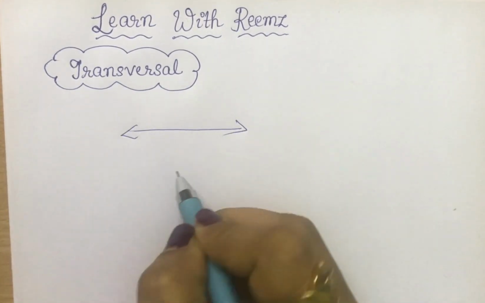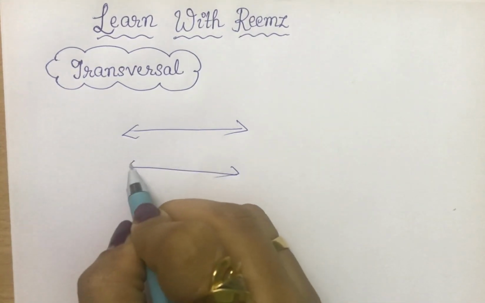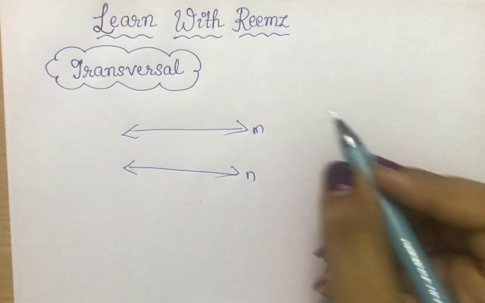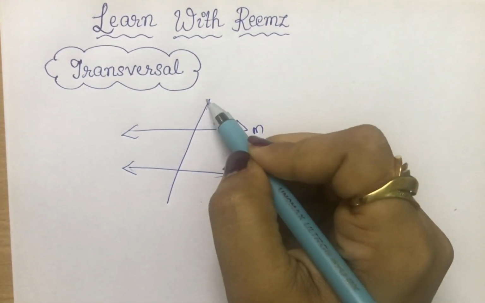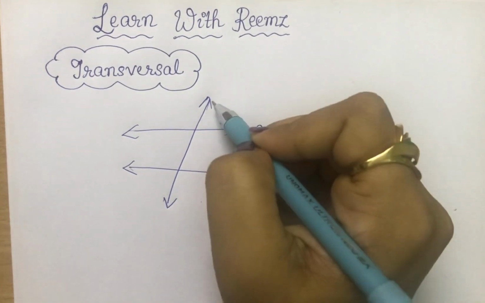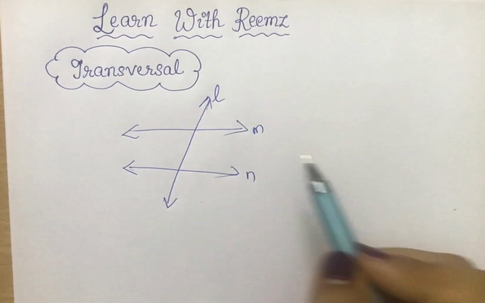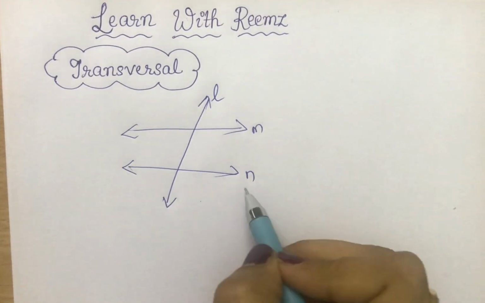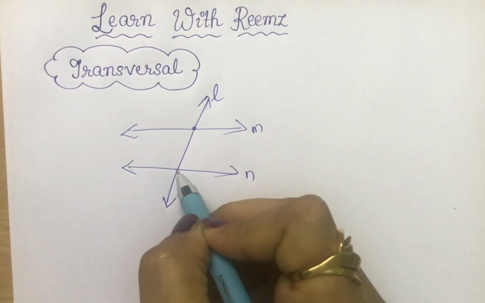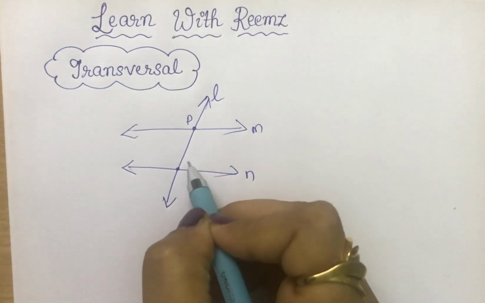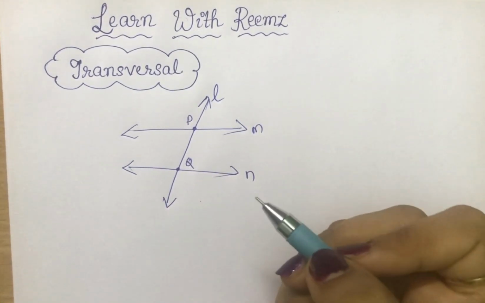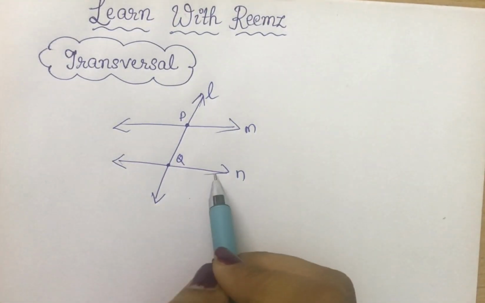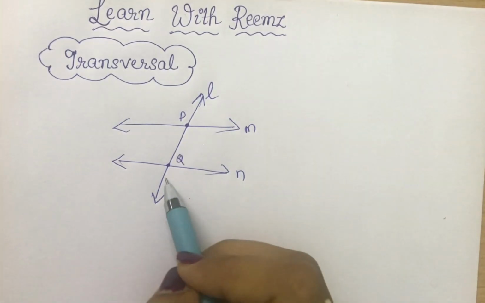let's take two lines. Let these lines be M and N. So if another line, a line L, intersects two or more lines, that is lines M and N, at points P and Q, then L is a transversal that is intersecting M and N at points P and Q.